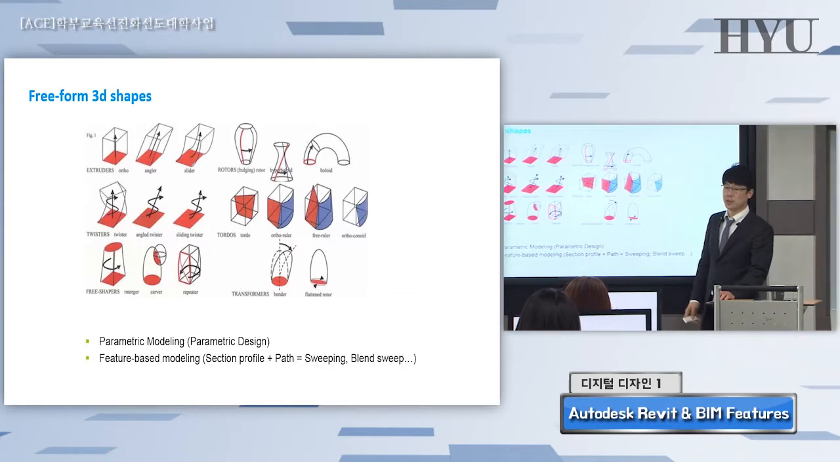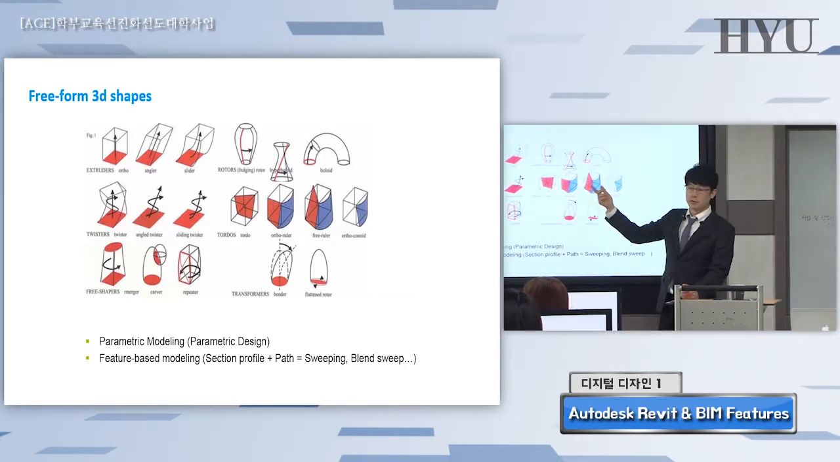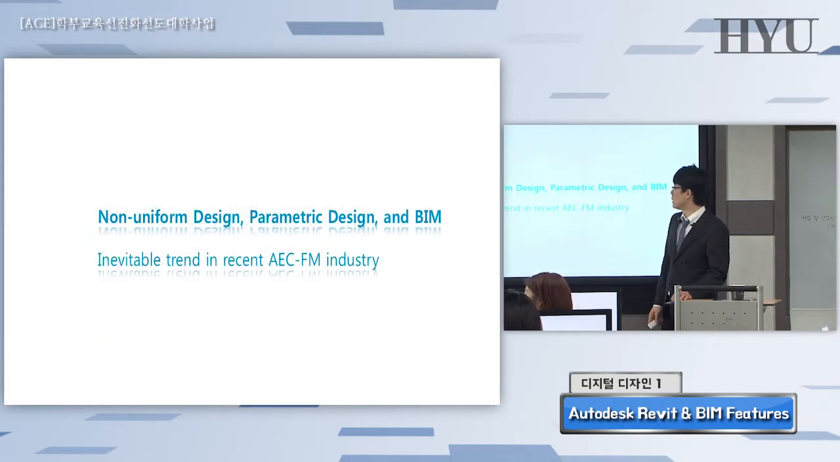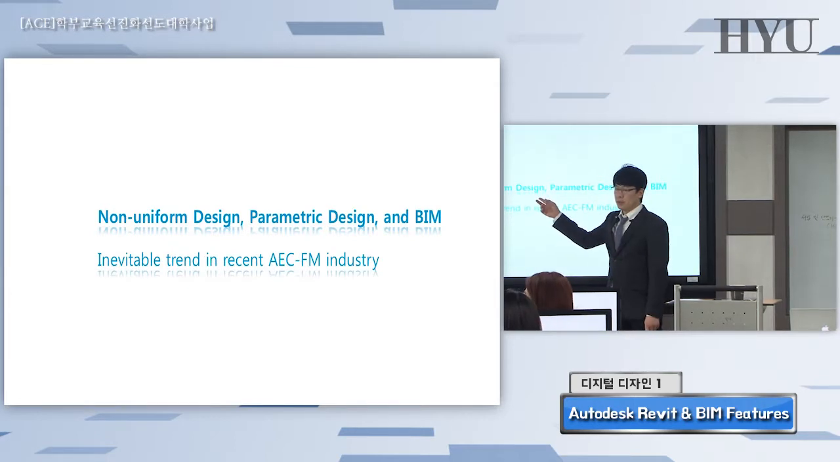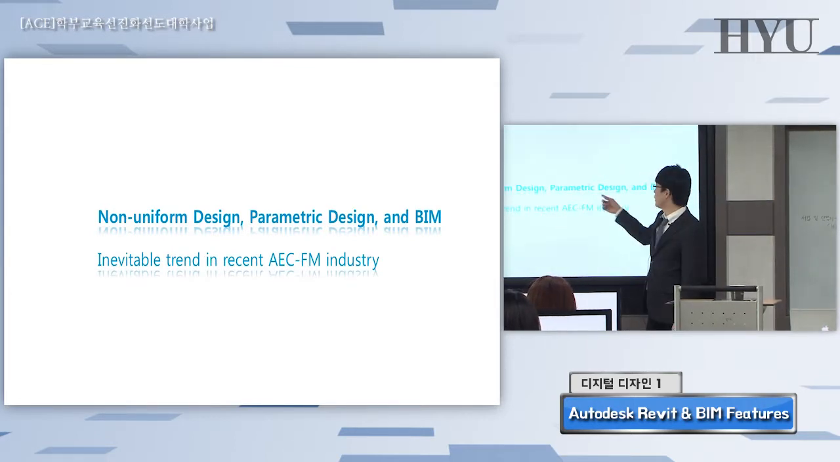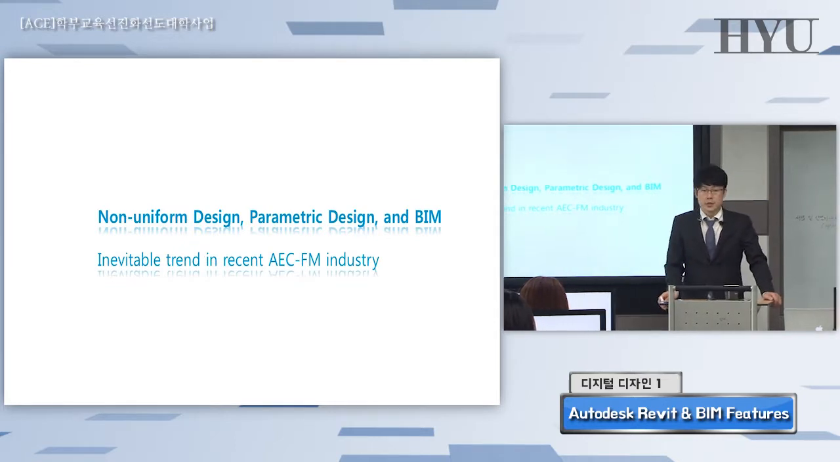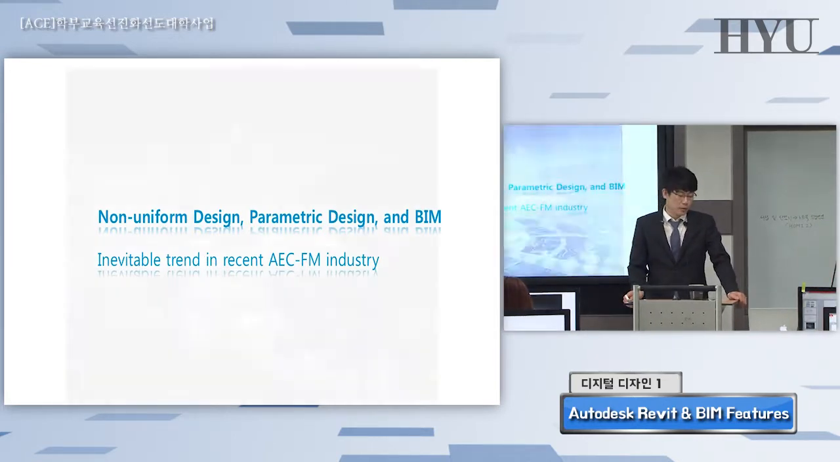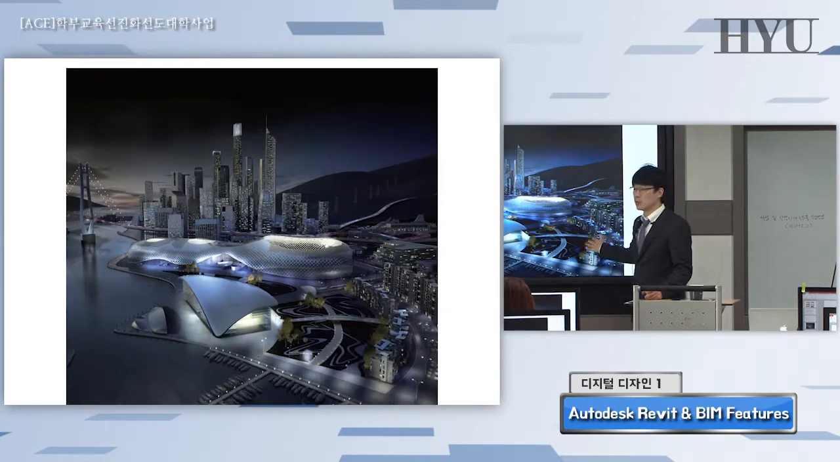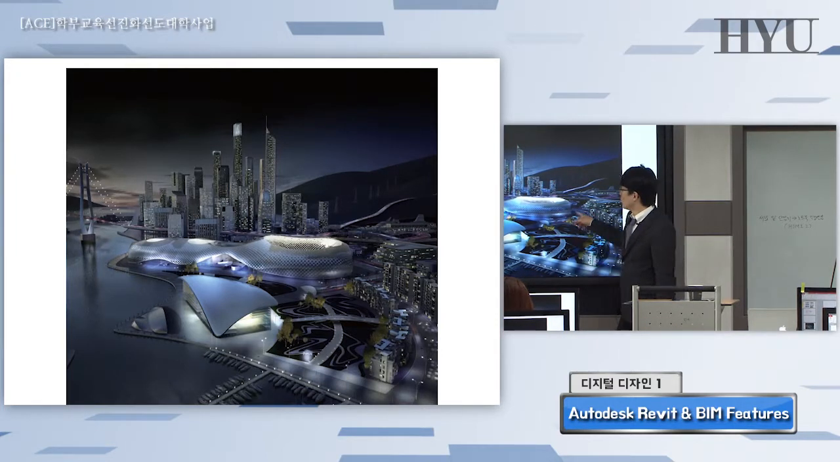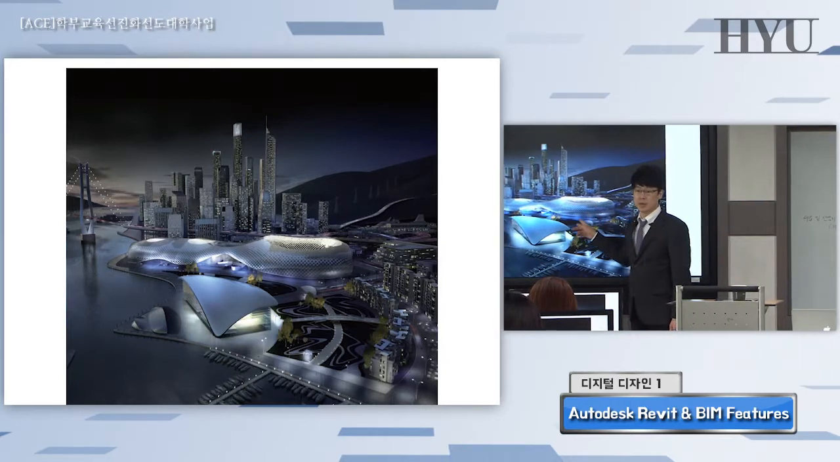newly developed building types. As you see out there, Lotte Tower is one type of this non-uniform 3D shape, okay? Non-uniform design always goes with parametric design and BIM, okay? It's an inevitable trend in recent architecture, engineering, construction, and facility management industry, our domain, okay? So this is one snapshot of a newly developed plan of Haeundae, Busan, okay? So something like DDP, okay?